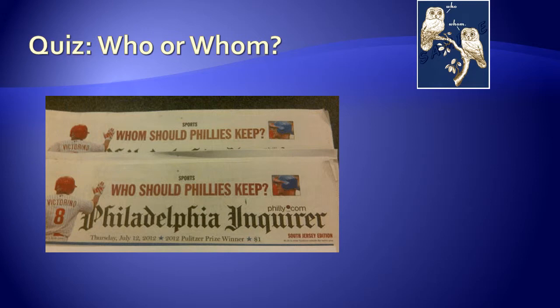Who or whom? Which headline should the sports editor write? Who should the Phillies keep, or whom should the Phillies keep? Apparently the sports editor made a mistake and wrote who should the Phillies keep, but it would be grammatically correct to write whom should the Phillies keep. We could rewrite the question as a regular sentence: the Phillies should keep them. And since them is the object of the verb, we should translate that back to the question as whom should the Phillies keep.